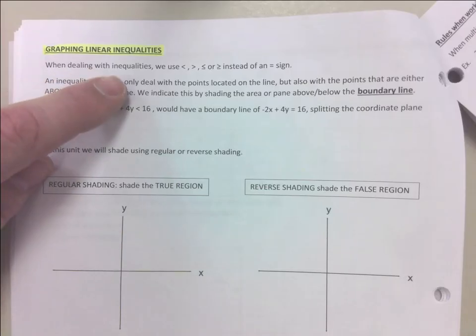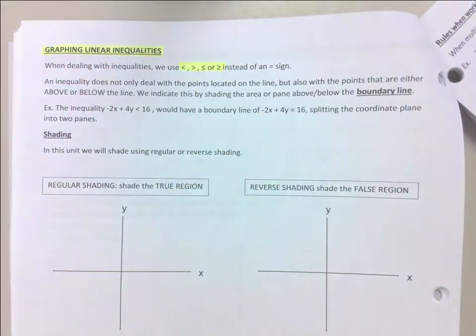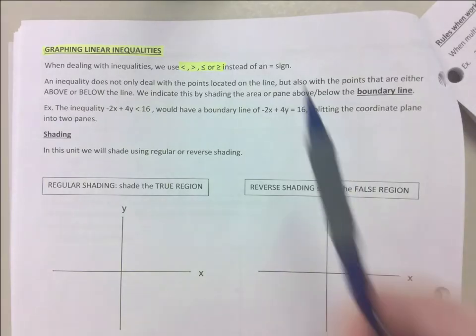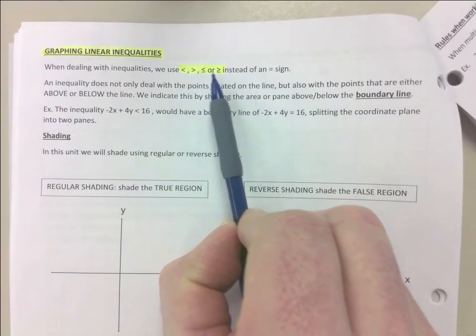How do you know you're dealing with an inequality? You're gonna have one of these symbols instead of just an equal sign like we're used to working with equations. You're gonna have one of these inequalities there.